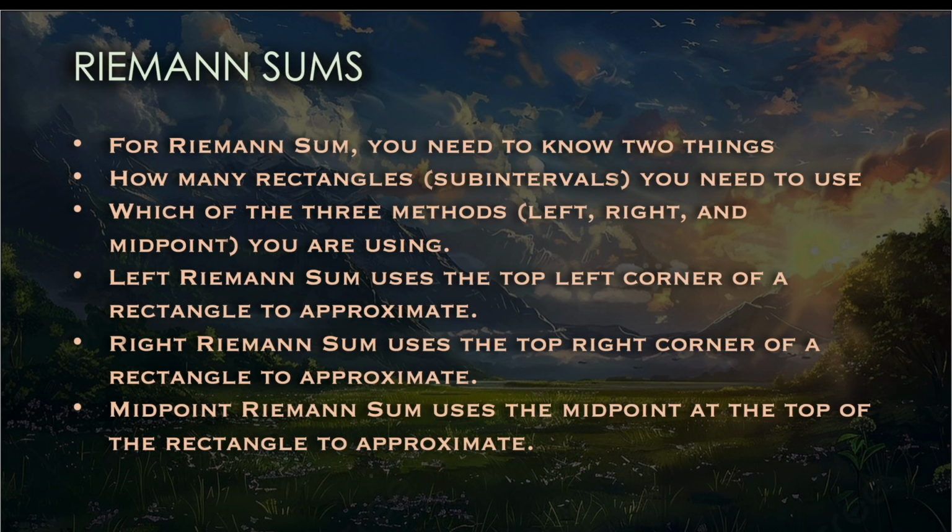Left Riemann sum uses the top left corner of a rectangle to approximate, while the right Riemann sum uses the top right corner of the rectangle to approximate, and the midpoint Riemann sum uses the midpoint of the top of the rectangle to approximate.